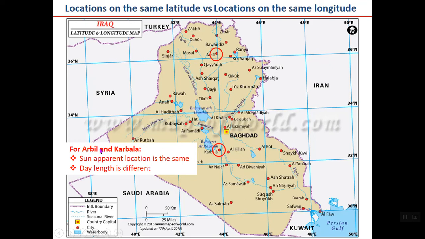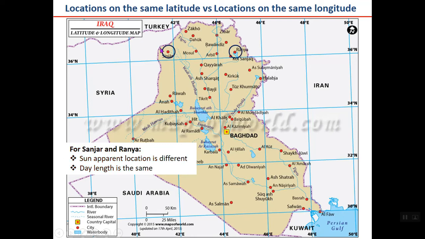For cities or locations with the same longitude and different latitudes, like Erbil and Karbala in the example shown here, the sun apparent location is the same. Sun apparent location is the location of the sun in the sky as you see it as an observer. A person standing in Karbala and a person in Erbil both see the sun at the same location. So we say that the sun apparent position is the same, but the day length is different. Which is bigger? It depends on the season.